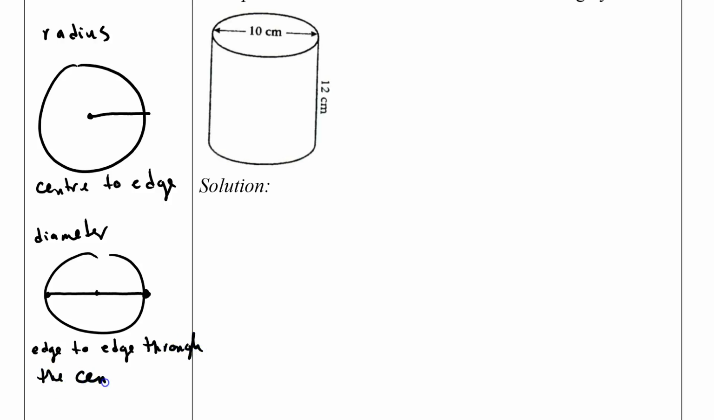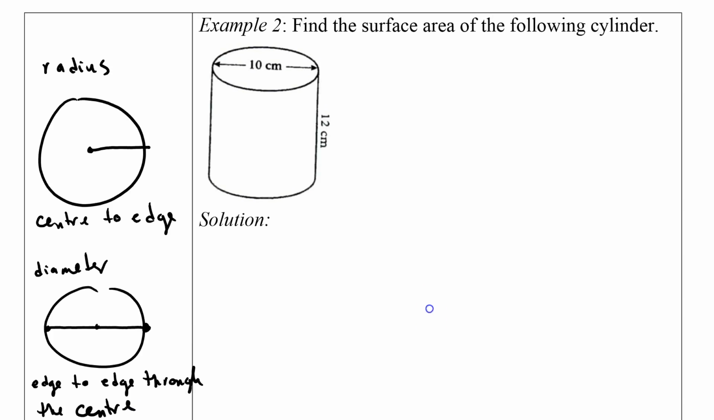So here, if we were to write out our surface area formula, we have 2 pi r h, so that's the sides, okay, plus 2 pi r squared, which is the top and the bottom. But hold the phone. We have a radius. We need a radius, and we only have a diameter.